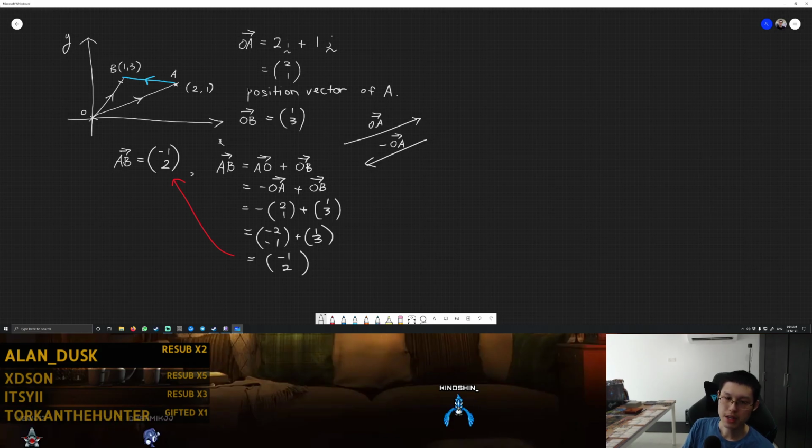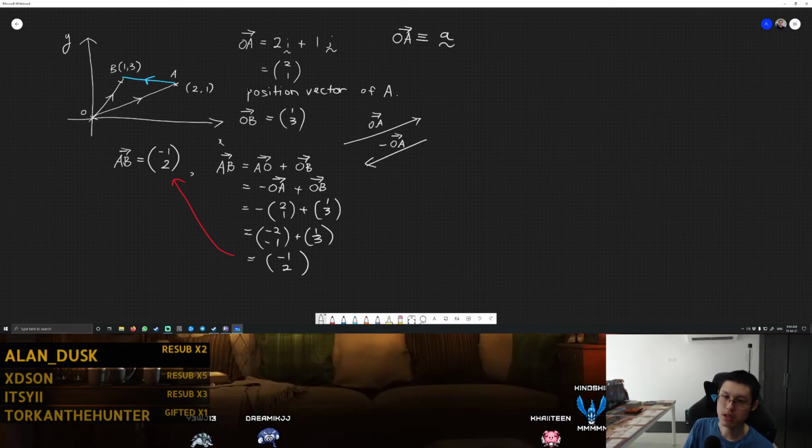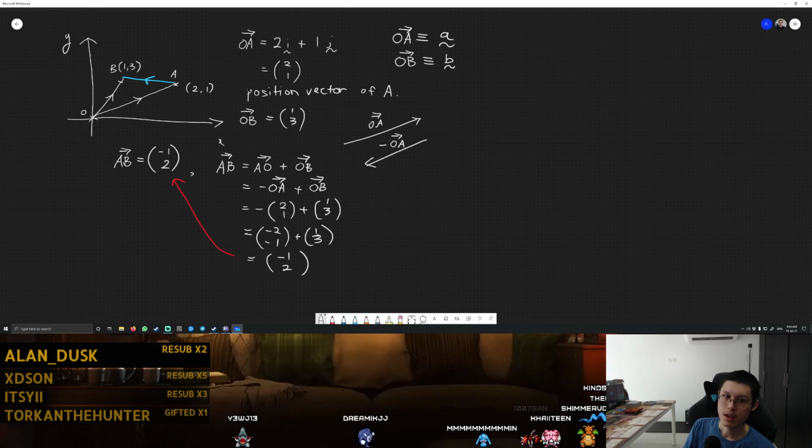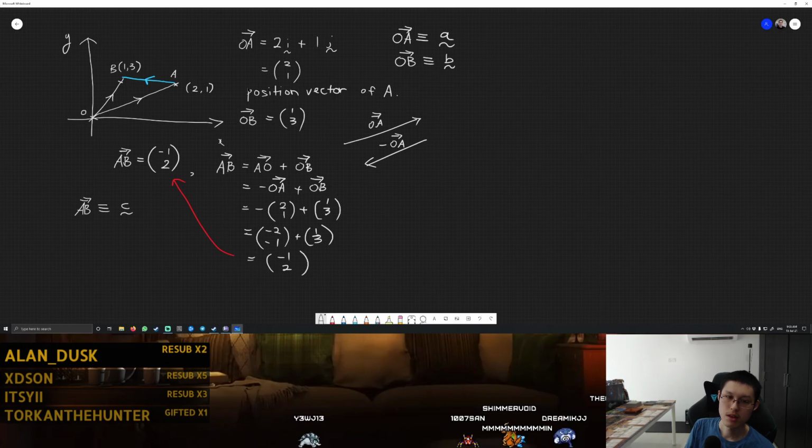So another way of writing vectors is instead of writing OA, sometimes in the textbooks you see that they would write it as a small a with a curly line underneath to denote that it's a vector. So instead of writing OB, they would write b. Okay? And for AB, there's no specific convention, but you can assign it any letter you want. You can even call AB c, whatever. Just put an unknown, right?